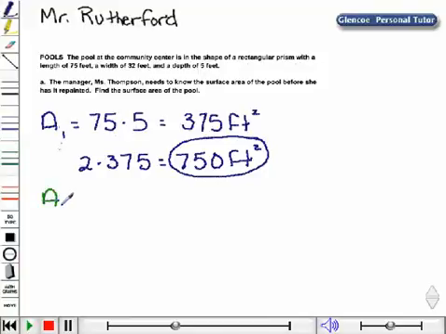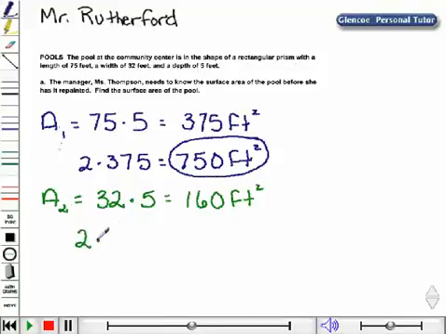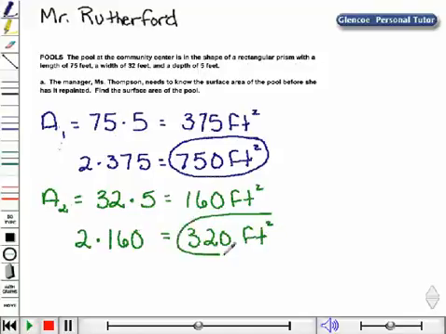Area 2 will consist of our width, which is 32 feet, and our depth, which is 5. So 32 times 5 will be that area, which is 160 square feet. And again, we have 2 which are identical, and so we're going to multiply 160 by 2. And that will equal 320 square feet. So that's our area 2.